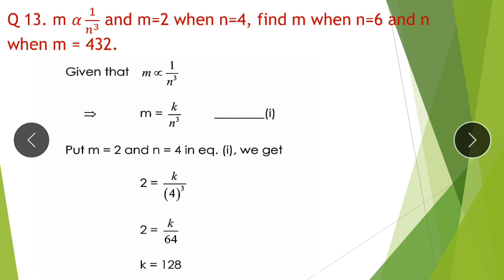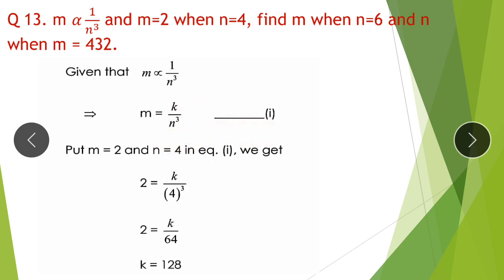Let's break up this question in parts. First of all, you are supposed to solve till here, before the comma. If m is inversely proportional to n cube, you can write it here. Now you can convert this symbol with the constant of variation: m is equal to k divided by n cube, and this is equation number 1.